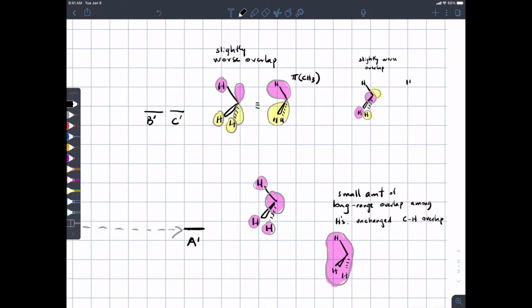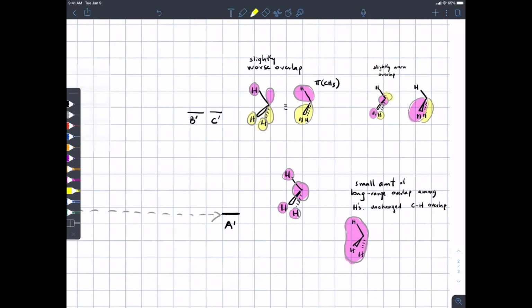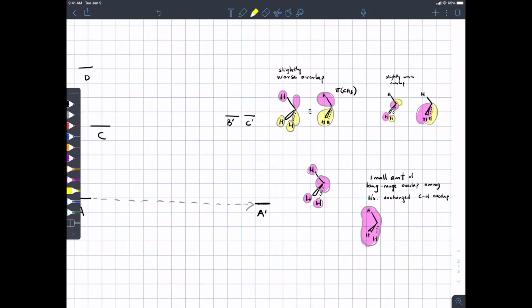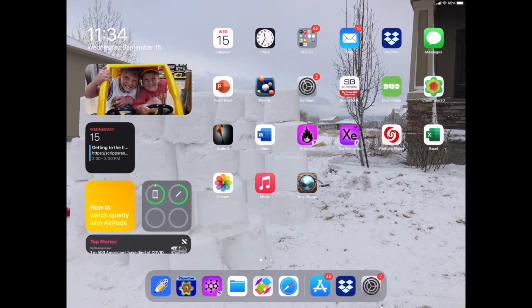And again, if we were to draw what this orbital actually looks like, what we would see would be a lobe of electron density above the plane and then behind the plane of the page with a lobe here and then opposite wave function here where the XZ plane is the node. And you can see that both of these orbitals have the same overall shape. So they're the same in energy. We'll call both of them pi CH3 orbitals.